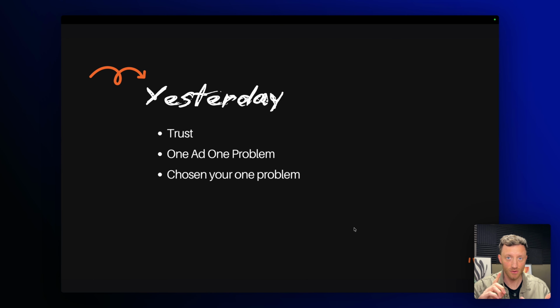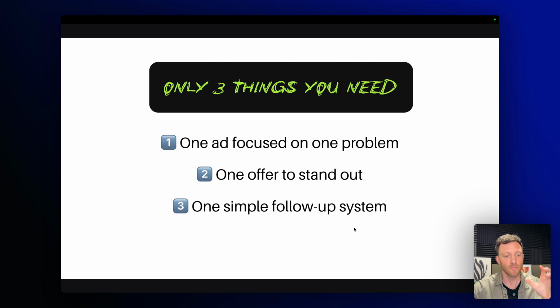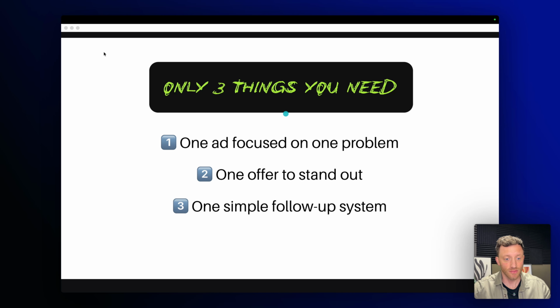So yesterday we learned the only currency that we care about is trust. This is what separates you from everyone else. And we want to be building trust to be able to get more people in. The way we build trust is by helping people feel understood. We help people feel understood by focusing on one ad, one problem. So from that, you should have chosen your one problem, the one symptom essentially, that we're going to focus on. The only thing that you need is one ad focused on one problem, one offer to stand out, and one simple follow-up system.